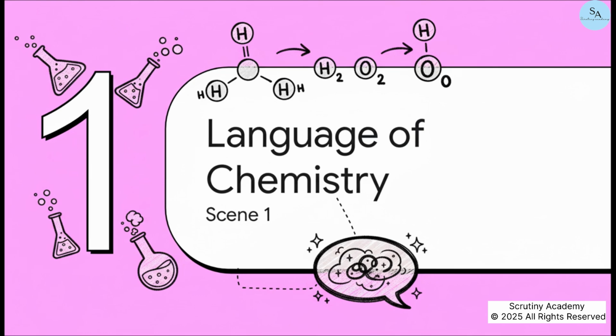What is a chemical equation? Before we get into the textbook definition, I want you to think of it like a recipe. It's the language chemists use to tell a story about how things change from one substance into another. It's kind of like the secret language of molecules.